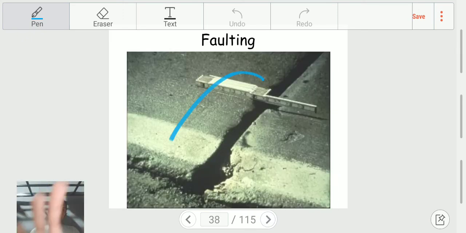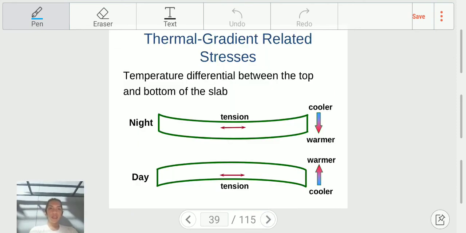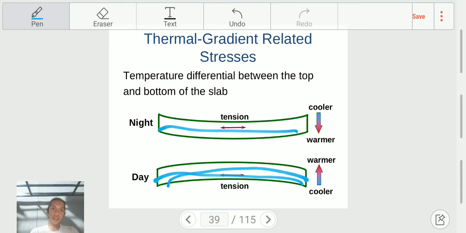Faulting. The slab separates from one another at the crack. This is tension. This is night, cooler on top, warmer at the bottom. Temperature differential between the top and bottom of the slab. Here, this is our slab. These are thermal gradient related stresses. At night, the slab curls one way, cooler at the top and warmer at the bottom. During the day, it is warmer on top and cooler at the bottom.